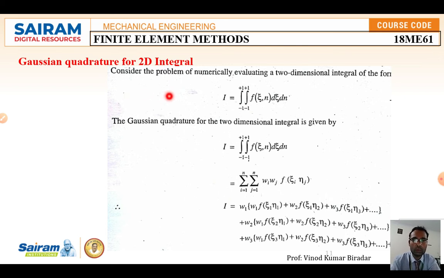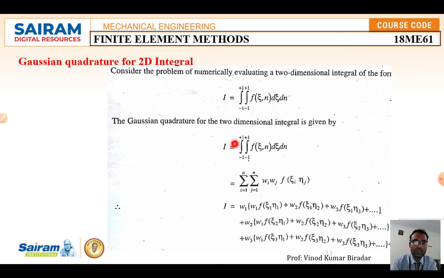Let's consider the problem of numerically evaluating, so we already derived this numerical integration, the double integration. Here they are talking about two dimensions. The double integration from -1 to +1, -1 to +1 of f of zeta, eta, d zeta d eta. The Gaussian quadrature for the two-dimensional integral is what we are going to write separately.